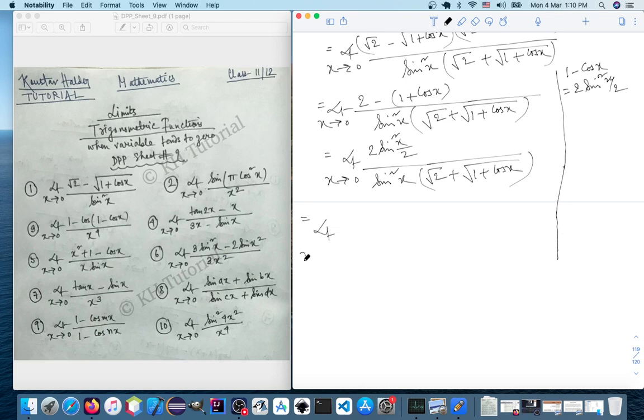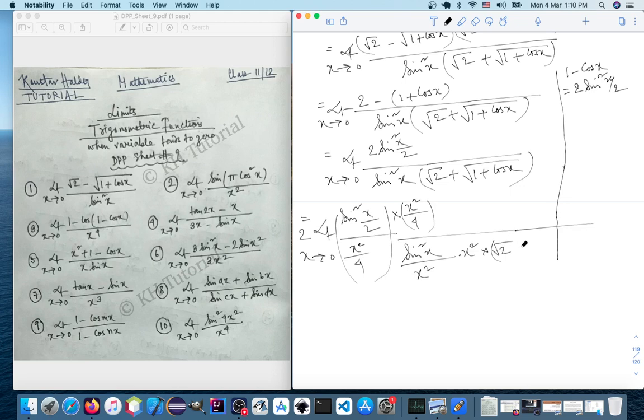So let's bring the 2 outside the limit. So we have sine square x by 2. We would like to have the square of x by 2. So we will square by 4, and obviously we have to adjust the x square by 4, and over here we have sine square x. We would like to have x square and adjust it, and we have the rest term.